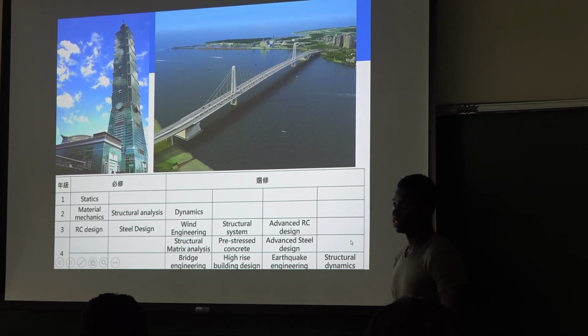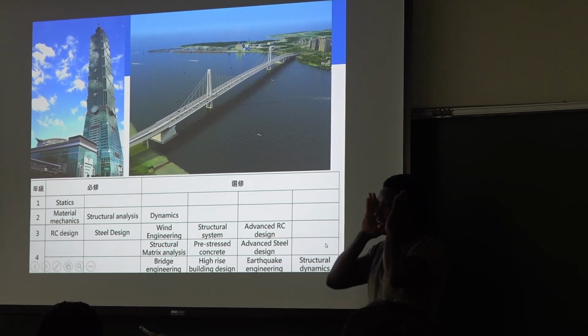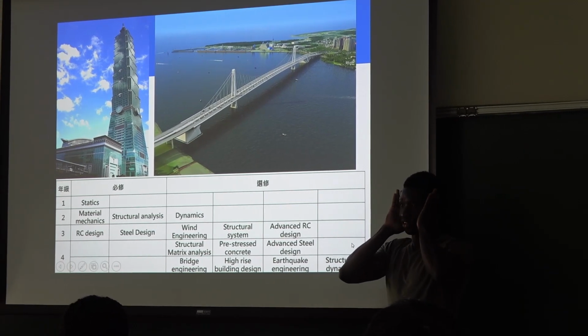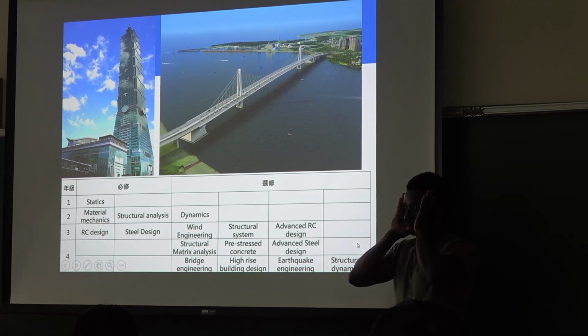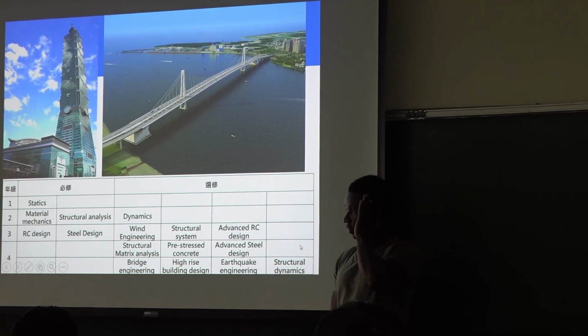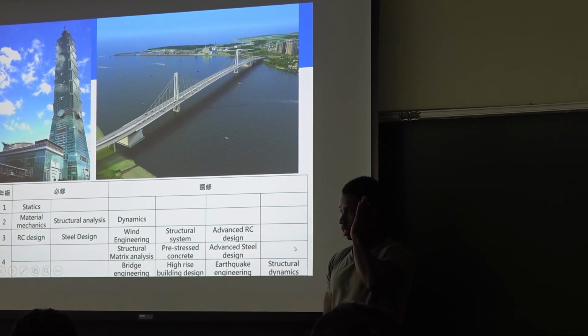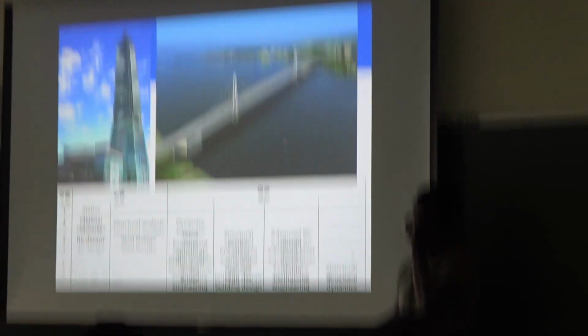Okay, so I guess everyone here is from the civil engineering background, or no? You have people from different areas. Everyone is from civil engineering, right? Or mechanical and civil engineering.